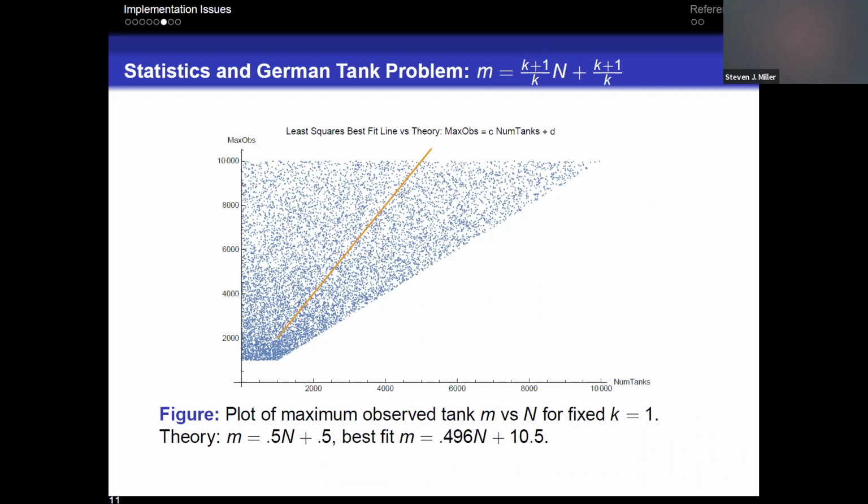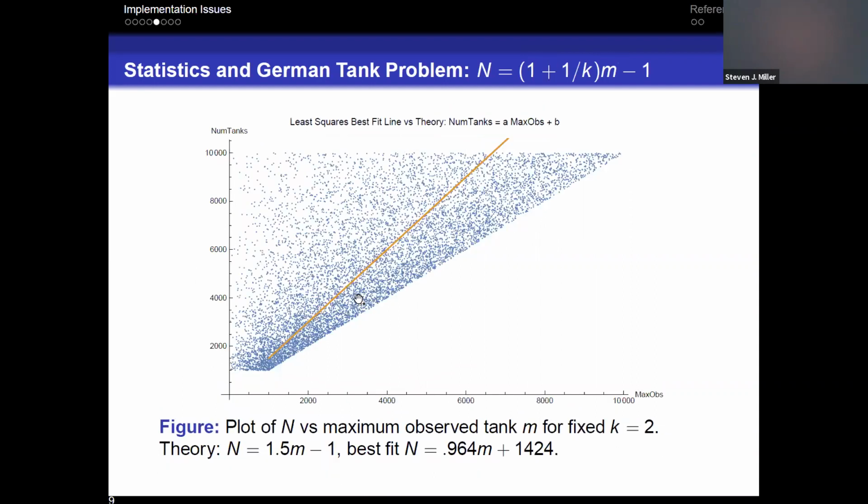So here is trying to do it another way. Let's look at m now as a function of k and n. We'll say the maximum observed should be c times the number of tanks plus some constant d, where c and d can depend on k. This actually does a much better job. Theory is m should be 0.5n plus 0.5, and our best fit is 0.496n plus 10.5. So, continuing the theme we've seen, the method of least squares does a much better job getting the slope than getting the intercept. This plot looks much better than the previous plots.